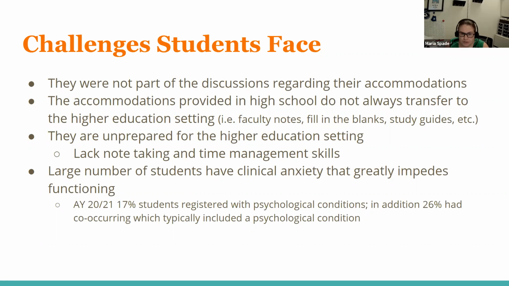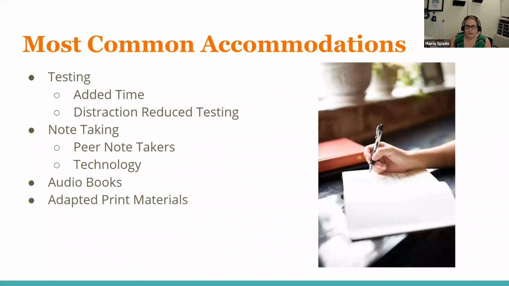17% of our students that registered with us last year were diagnosed with a physical or a psychological condition, and 26% additionally had co-occurring conditions. Typically one of those diagnoses also included a psychological condition. So these are some of the most common accommodations that we provide in the higher ed setting: testing accommodations, note-taking accommodations, audiobooks, and adapted print materials.